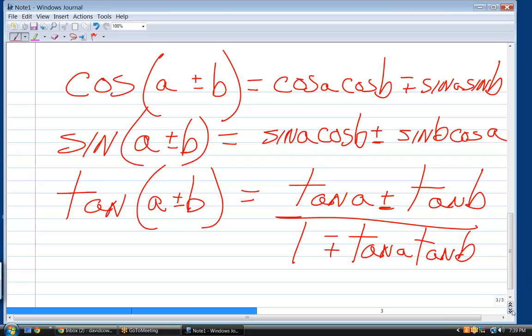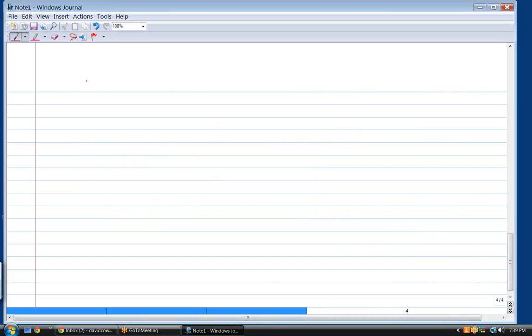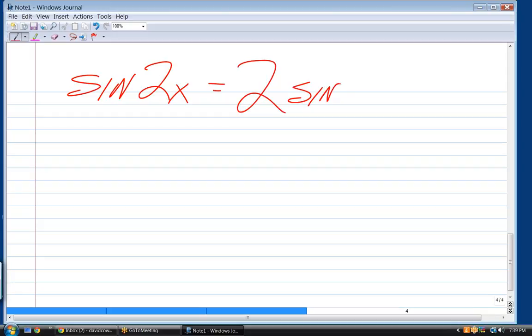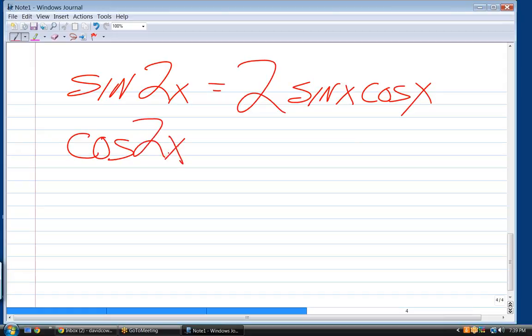Yeah. Let's see. What was next on your list after sum and difference? Double and half. Okay. Let's talk about double angle. The easiest one is this one. That's just 2 sine cosine. Okay? This one is hard because there's 3 of them.